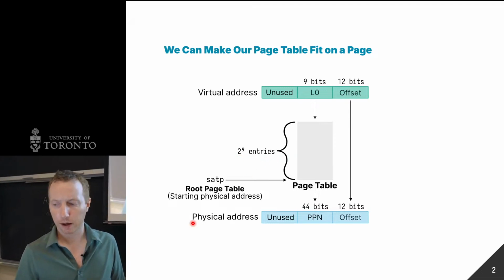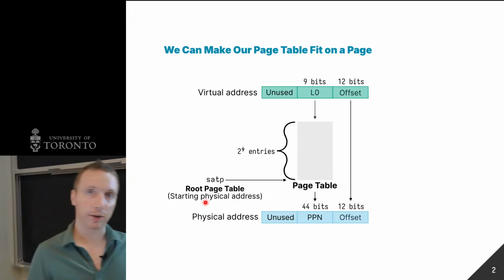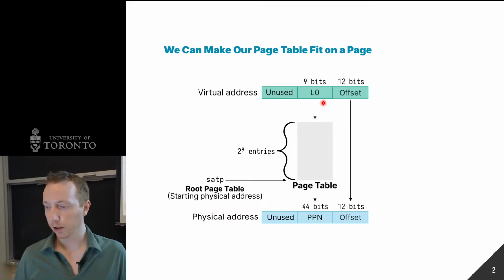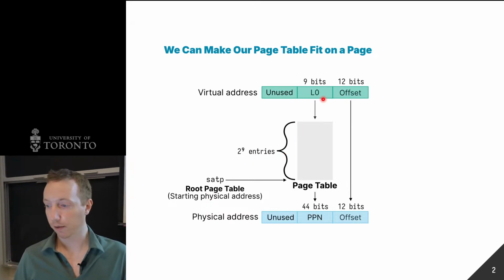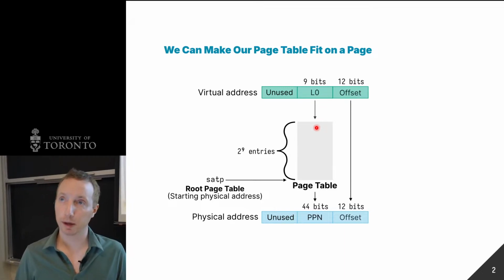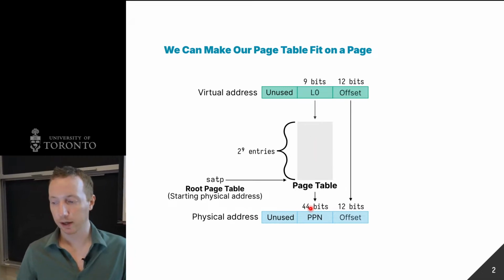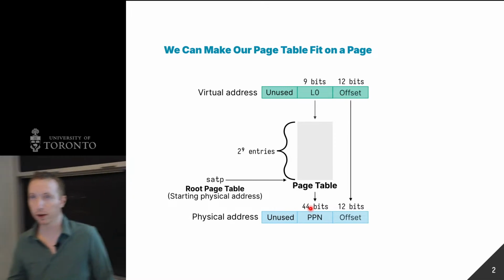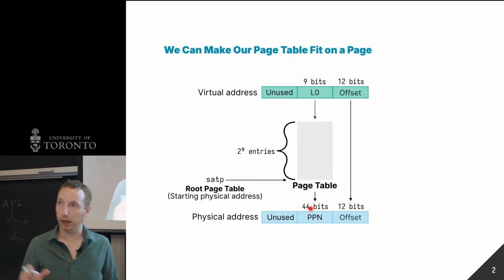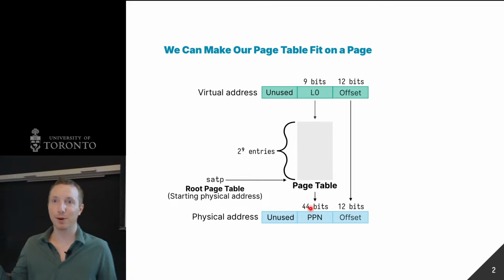And then as part of translation, your MMU, or memory management unit, is going to know which page table to use for the translation. So using that and then getting the index from the bits, that will tell you which page table entry you should select, and then that page table entry will have the PPN, and we could go ahead and translate the address. So this is the same as before, but now our page table actually fits on a page. So is everyone okay with that?